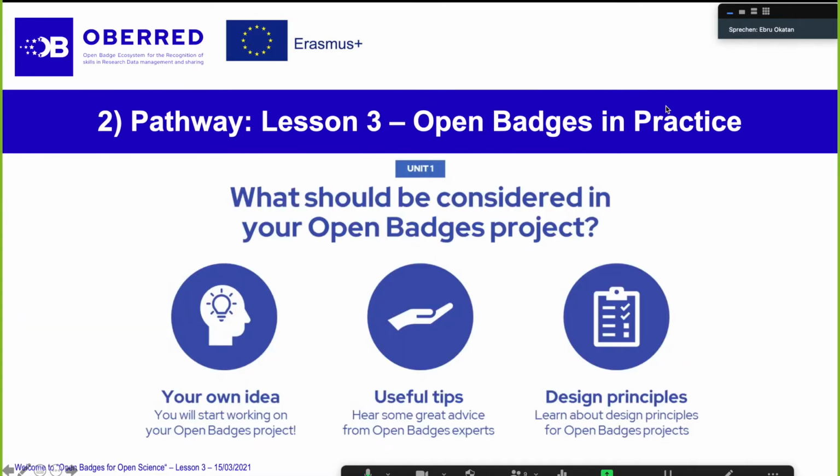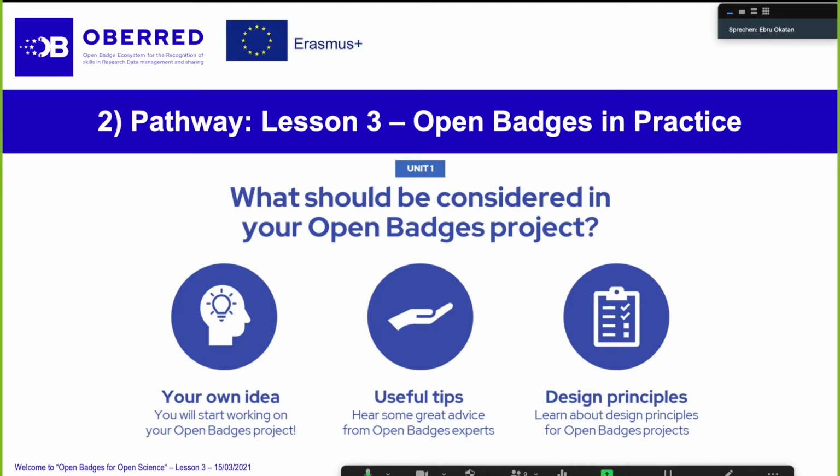Now let's have a closer look at what is waiting for us in lesson 3, open badges in practice. This application level starts with the question, what should be considered in your open badge project? This is the first unit of the third lesson. As you remember, we designed this last lesson of our MOOC as a competition. So the last part of lesson 3, the assignment, will be a competition.